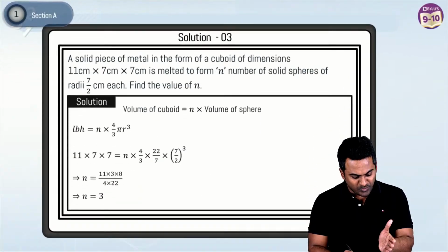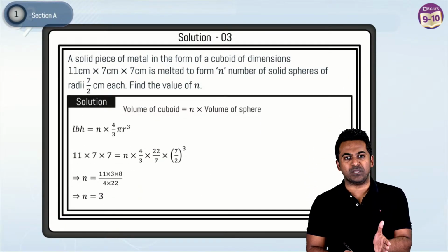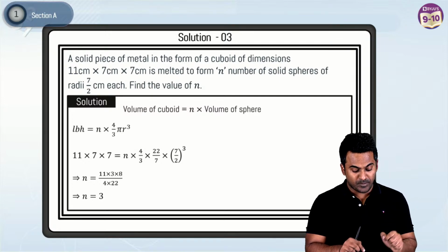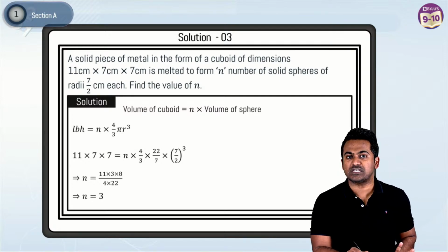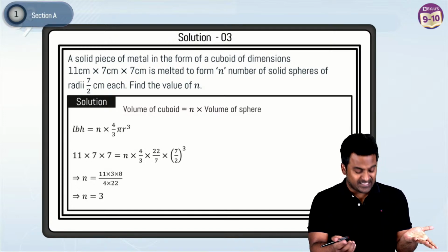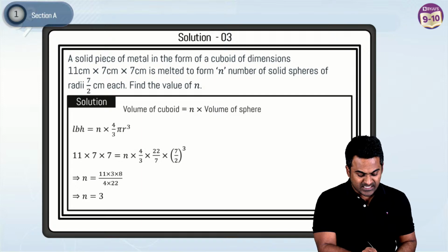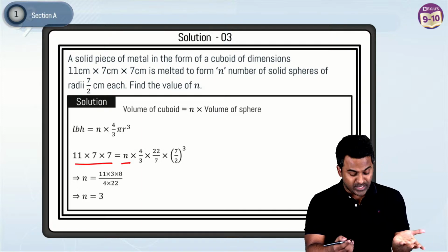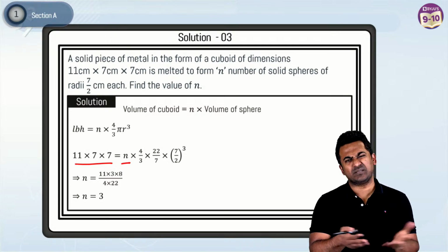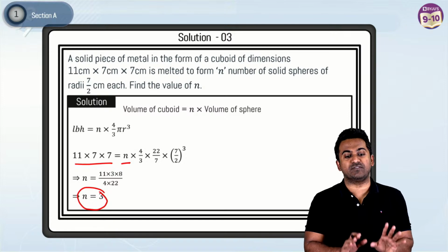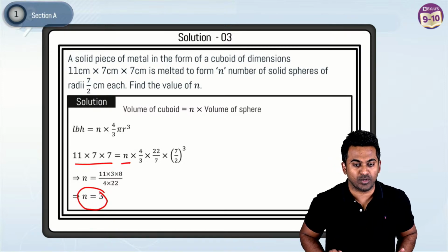Okay, so the volume of the cuboid, which is L multiplied by B multiplied by H, will be equal to n multiplied by 4/3 πr³, which is the volume of the sphere, because there are multiple spheres here. Substitution, that's it. So length is given, breadth is given, height is given. Substitute that here. n multiplied by 4/3. The value of pi, you could take it as 22 by 7. Simplify this and you will get the value of n as 3. So again, I believe this was a fairly simple question.